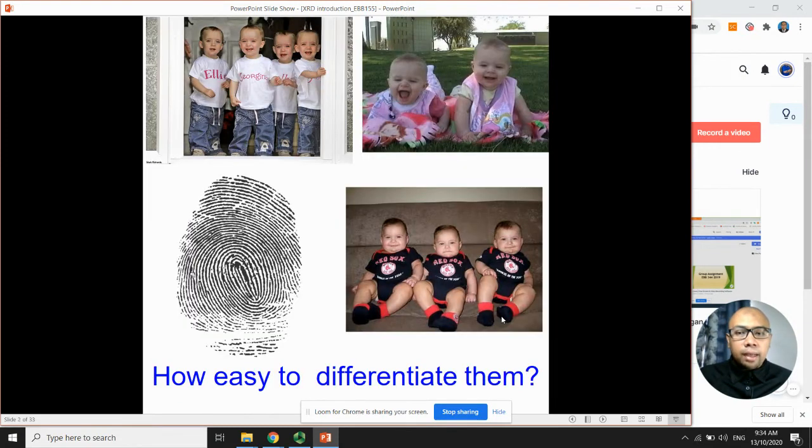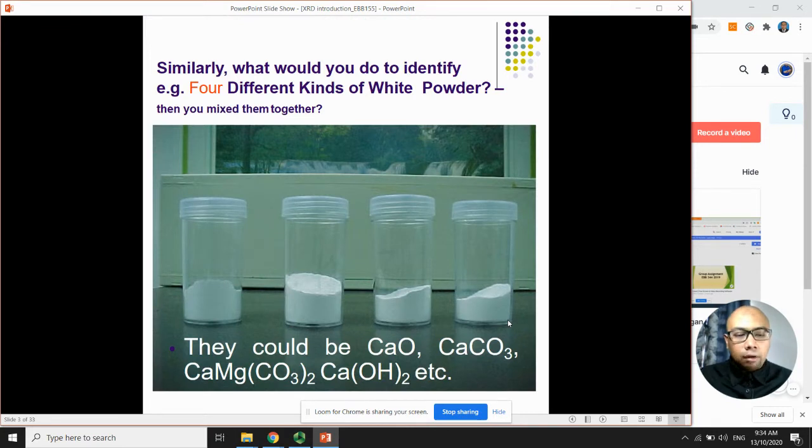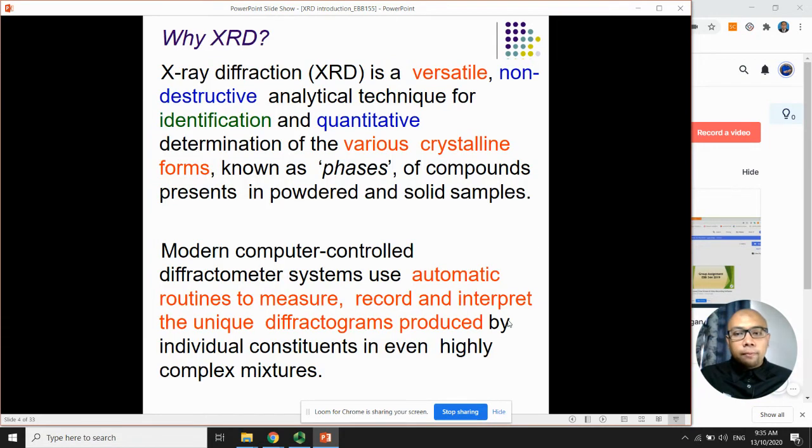Same as I mentioned just now: even if you have twins, triplets, and quadruplets, they look the same, but we differentiate them by their fingerprint. The same goes for this kind of situation. When you mix them, to identify those compounds or oxide materials, we need to identify their fingerprint. So therefore, XRD comes in.